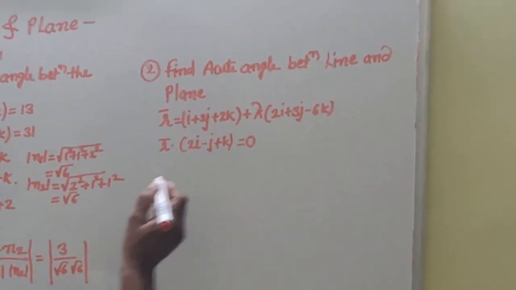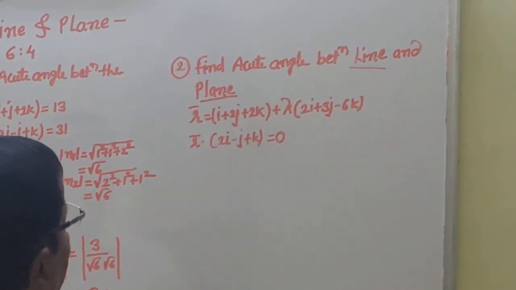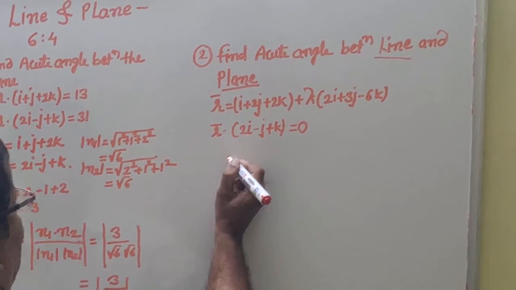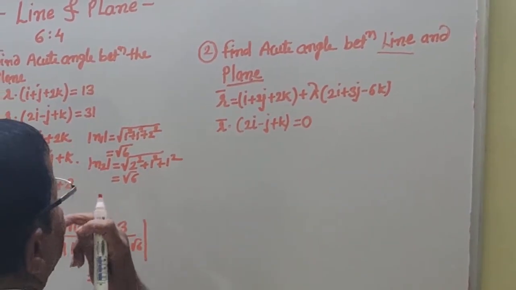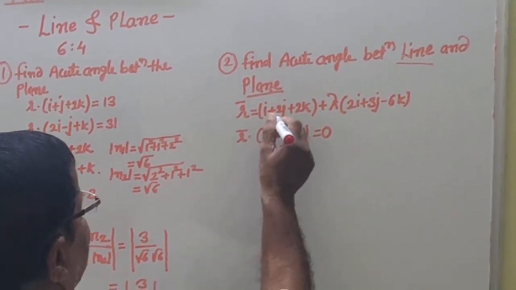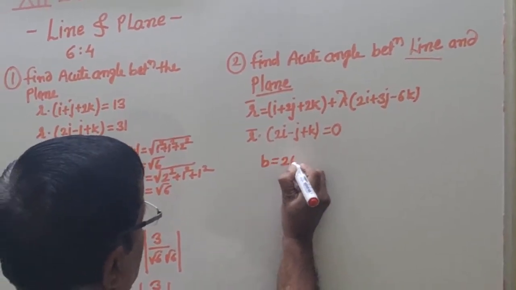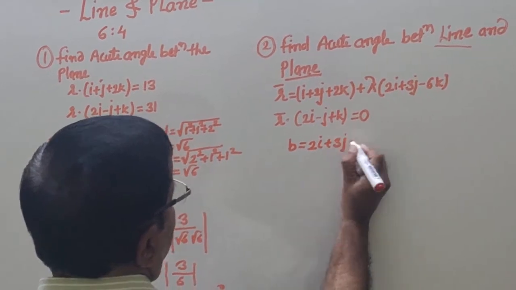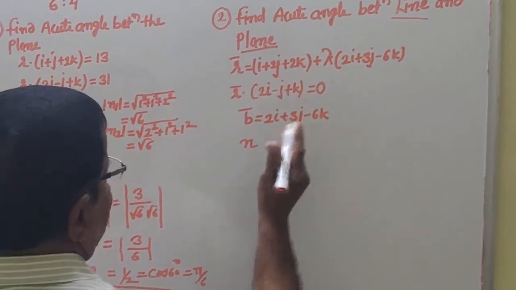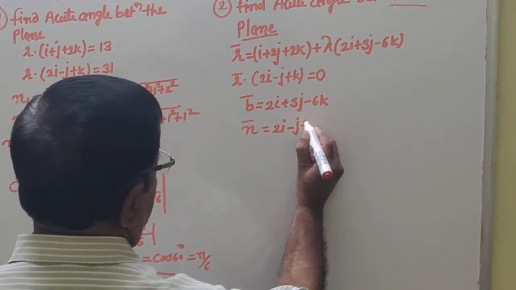Now we are going to solve the second one. Find the acute angle between the line and the plane. Concentrate on line and plane, which means you have to apply the second formula, b dot n upon magnitude of b into magnitude of n. Now this is my line equation. b is equal to 2i plus 3j minus 6k. What is the value of n? This is my plane equation, so n is equal to 2i minus j plus k.